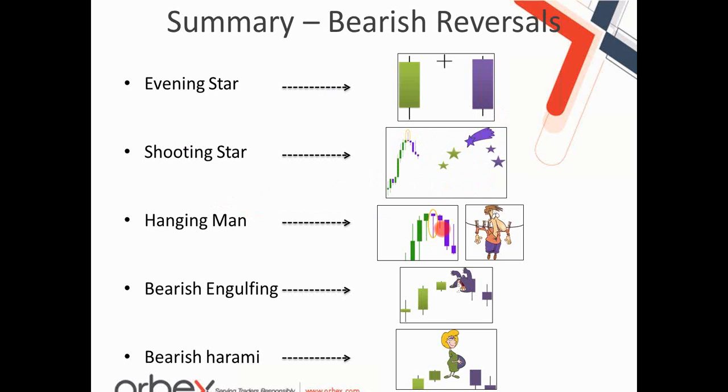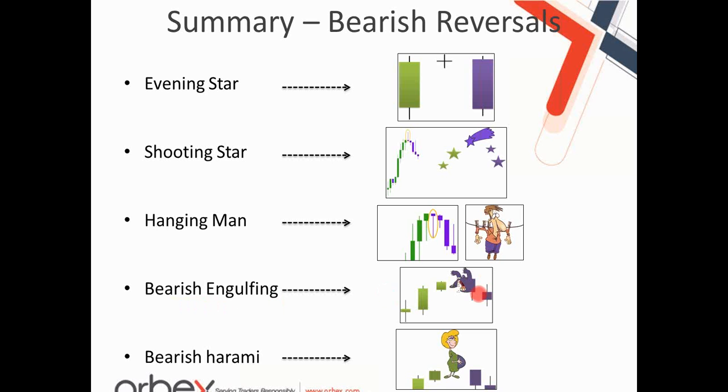Then you have the hanging man, very similar to the shooting star, except that the shadow is a lower shadow. It kind of tops out the uptrend, and usually you want to make sure that you have a next bearish candle after the hanging man, and then you can expect the market to move down.